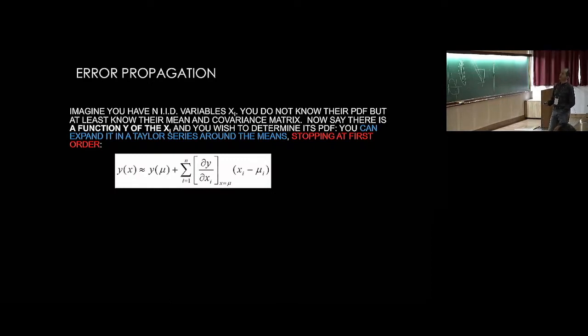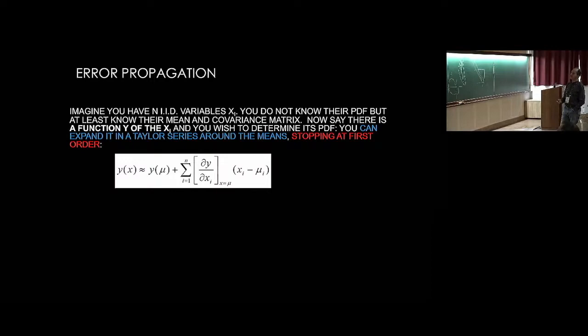Take this situation. You have a certain number of identically distributed and independent variables. That's what you have in the textbook. IID means that they are independent and that they are identically distributed. So X_i. So you don't know the PDF, but let's say that you know their mean and you know their covariance matrix. And let's say that you have a function of the X, and you want the PDF of this function of the X. You have the PDF of the X, and you want the PDF of the function of the X.